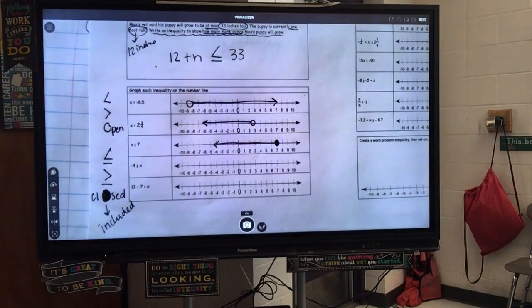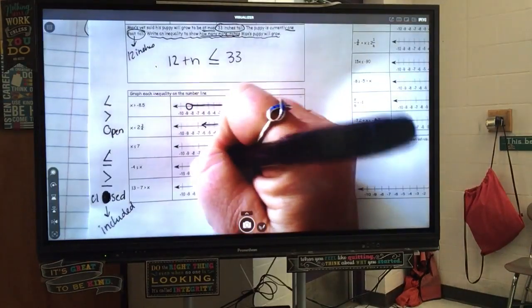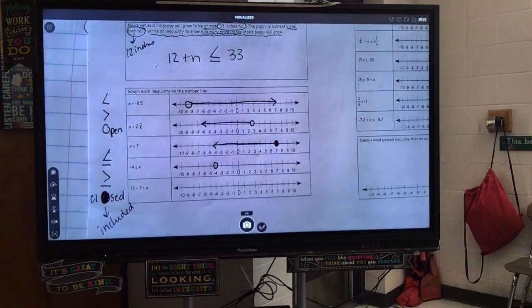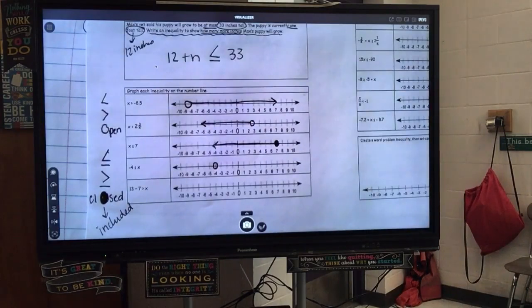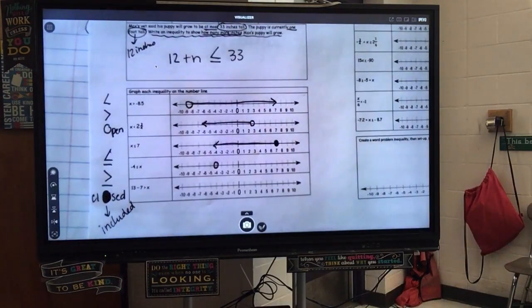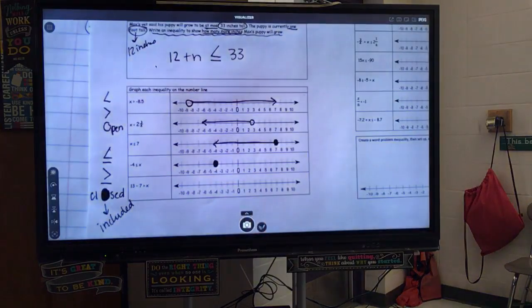Someone read me the inequality. Caleb. -4 is less than or equal to x. Okay, so we're going to locate -4 over here. Is it going to be open or closed? It will be closed. How do you know? Because you can include the negatives already. Okay, so it's closed. Now, which direction is it going?